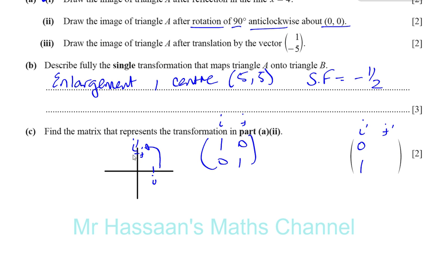And if you take j and you rotate it 90 degrees anti-clockwise about the origin, it will end up at this point here. I'm going to call it j dash. That's at the point (-1, 0). And that there is the transformation matrix, which causes anything to be rotated 90 degrees anti-clockwise about the origin.